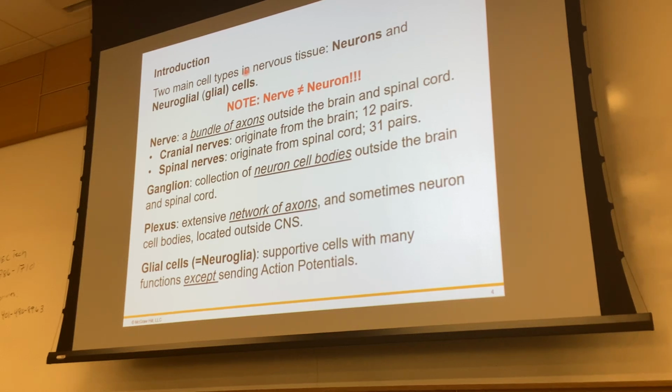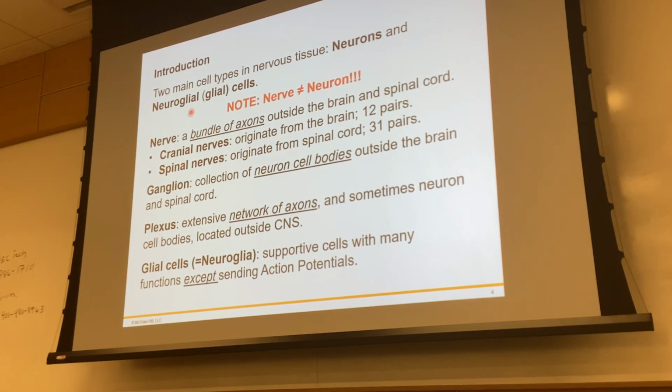I'll start with the one big thing that students like to mix up: a nerve and a neuron are not the same. A nerve, by definition, is part of the peripheral nervous system, and it is a series of largely axons that are wrapped successively in smaller and smaller groups. Those bundles of axons come in 2 varieties: either cranial nerves or spinal nerves, depending on where they originate. We will be talking about all of these cranial nerves and spinal nerves for the rest of the semester.